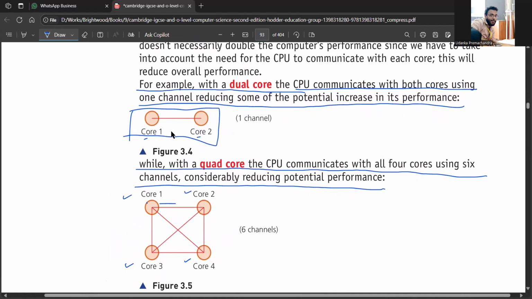Now each and every channel gets connected. They have six ways to connect with the channels. So we call it six channels.